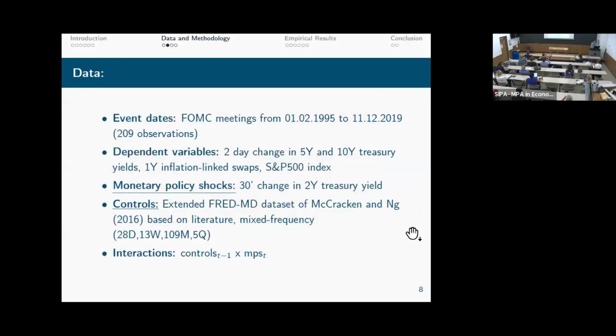In terms of controls, we start from the FRED-MD data sets, but we try to go beyond the monthly frequency. We search each variable in the FRED-MD and see if there's a weekly or daily version available. So we have more up-to-date data sets that we can utilize, which is the real information set of the FOMC before the meeting. That's why we are using some daily and weekly observations. In addition to that, based on the literature, we include some other variables. I think we will be publishing an extensive data appendix soon.